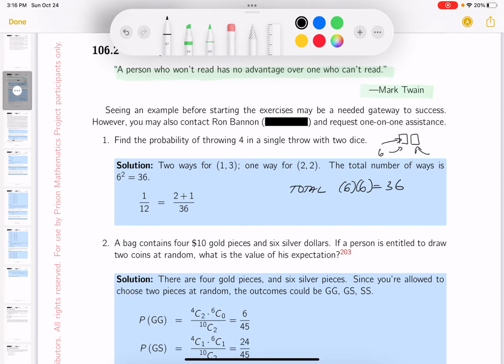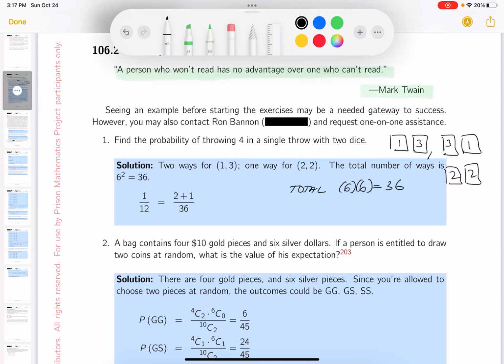But what do they want? They want to know the chance of throwing a 4. So for me to get a 4, I could have a 1 and a 3 here. I'm not even sure what the dice look like. That doesn't look right. I'll put the numbers down. It could be a 1 on this die and a 3 on this die, or it could have been a 3 on this die and a 1 on that die, or it could have been a 2 and a 2. There is no other outcome that would give me a 4.